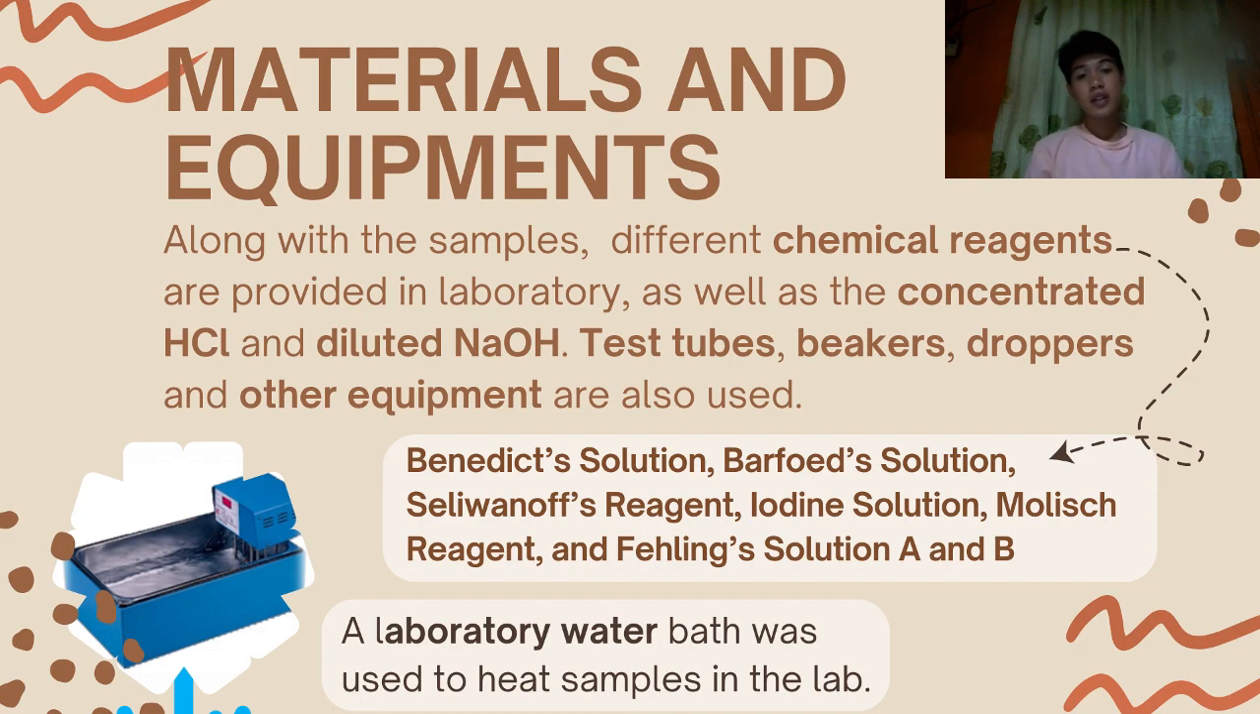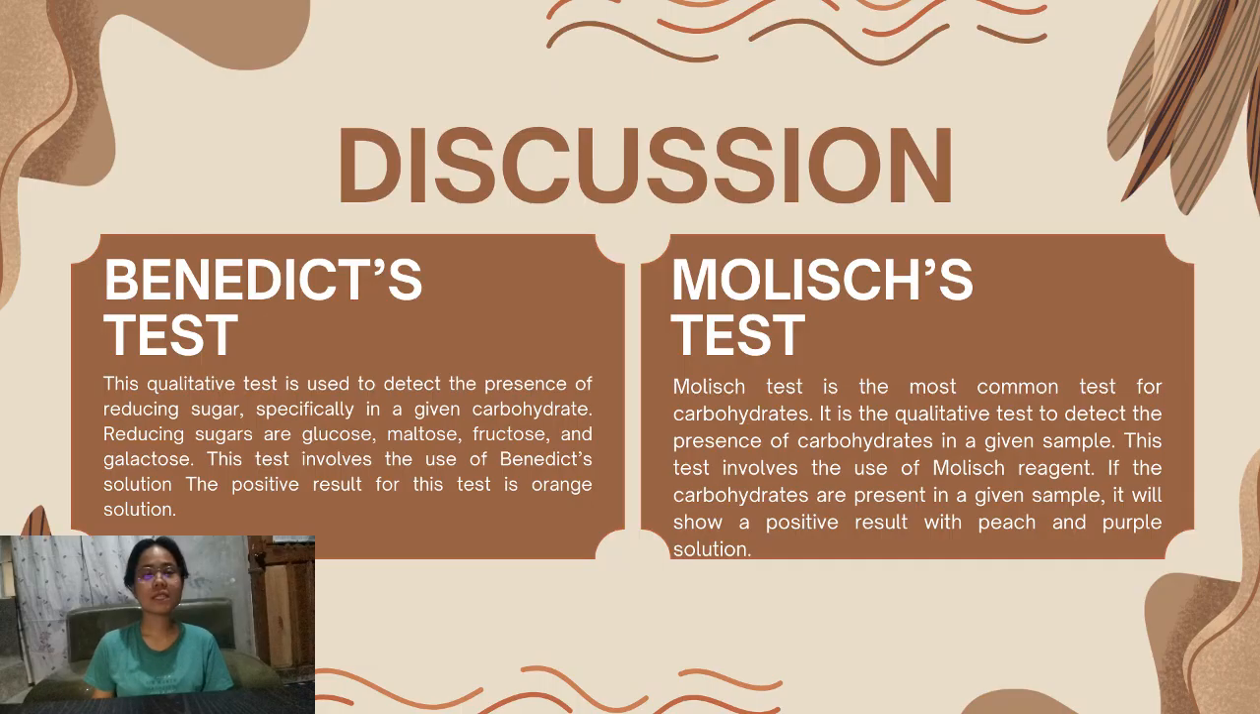Concentrated hydrochloric acid and diluted sodium hydroxide are also provided. Test tubes, beakers, droppers, and other equipment are also used. During some tests, a laboratory bath was used to heat the samples. Tests such as Benedict's test, Barfoed's test, Seliwanoff's test, and Fehling's test use this equipment to successfully get the results. In this discussion, I will be discussing the use of qualitative tests for carbohydrates.